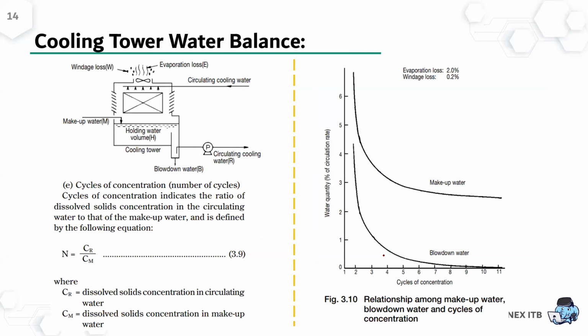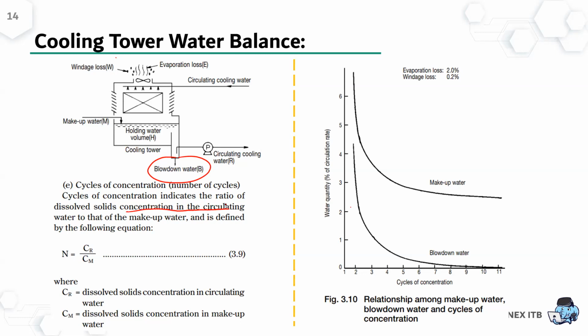Okay, so the next one is regarding the cooling tower water balance. Under steady state conditions, we know that the amount of dissolved solids supplied into the system by the makeup water is equivalent to the amount of dissolved solids discharged from the system by water blowdown or by wind drift loss. So the cycle of concentration here indicates the ratio of the dissolved solid concentrations. As from the previous example, it indicates the dissolved solid concentration in the circulating water to that of the makeup water.